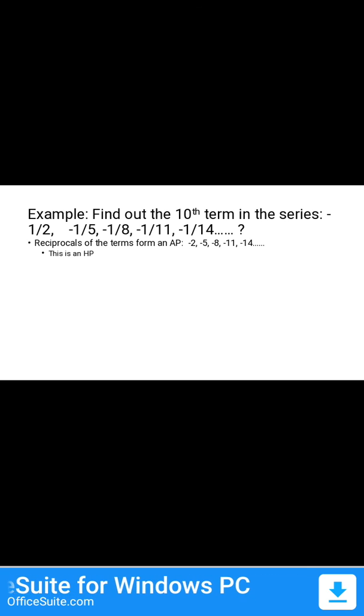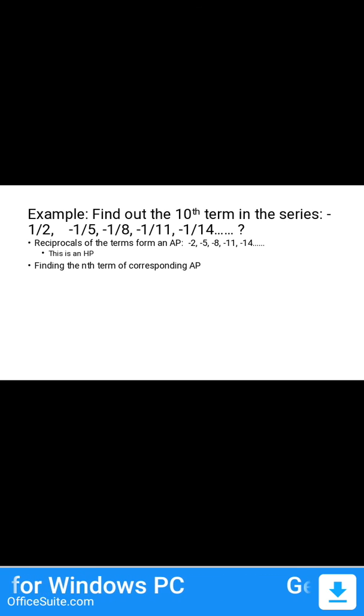Now we have to move over to the next thing. Now we can find out the nth term of the corresponding arithmetic progression. We have found out the corresponding arithmetic progression: minus 2, minus 5, minus 8, minus 11, minus 14. We know the formula: Tn is equal to a plus (n minus 1)d. We'll apply the formula, we'll put in the values.